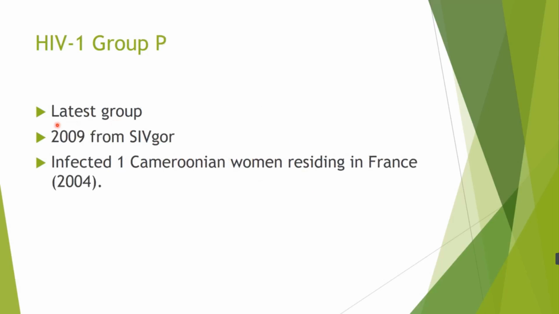Group P is the latest group. This one originated from the SIV gorilla, which came from chimpanzee as well. And at this stage of the game, it's actually infected only one person who's residing in France. So very little infectivity from this set. And we'll explore why specifically the main HIV actually was and how it essentially spread so very far.